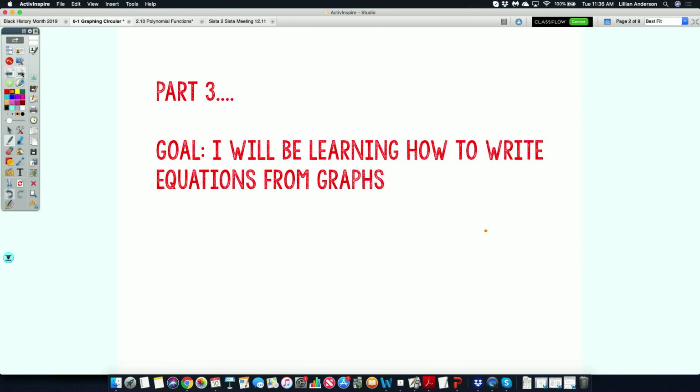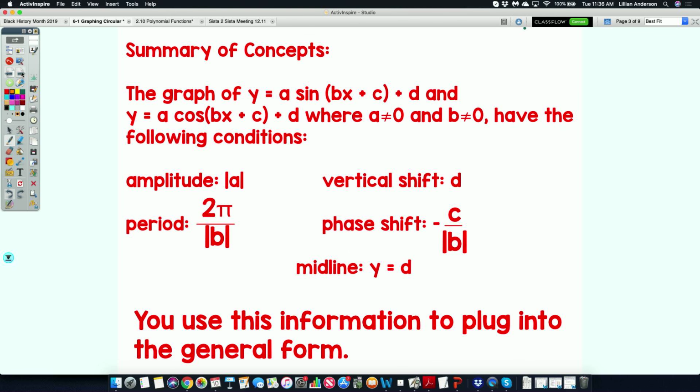So just to make sure that we review the summary of the concepts that we talked about last time, of course, the general equation is y equals a sine (bx plus c) plus d, or cosine. Of course, a and b can't equal 0. Remember, a is your amplitude, the absolute value. Vertical shift is d. Your period is 2 pi over the absolute value of b. Your phase shift is negative c over the absolute value of b. And y equals d is your midline. Those are all things that we've talked about already, and those are the items that affect the equation of your sine or cosine function.